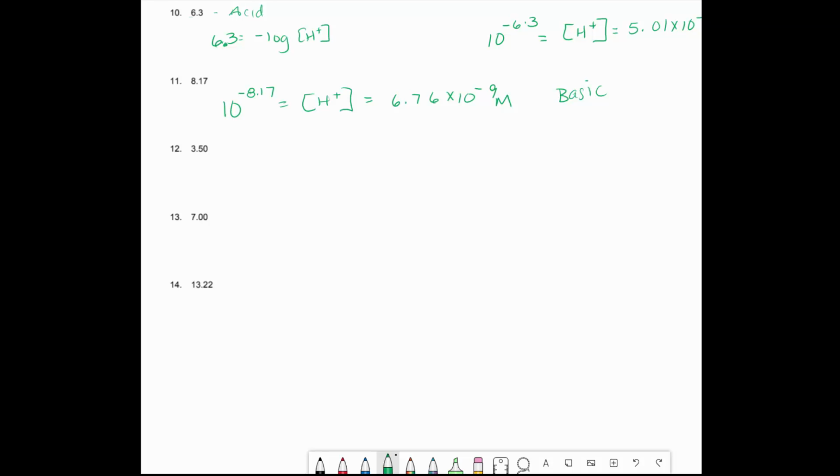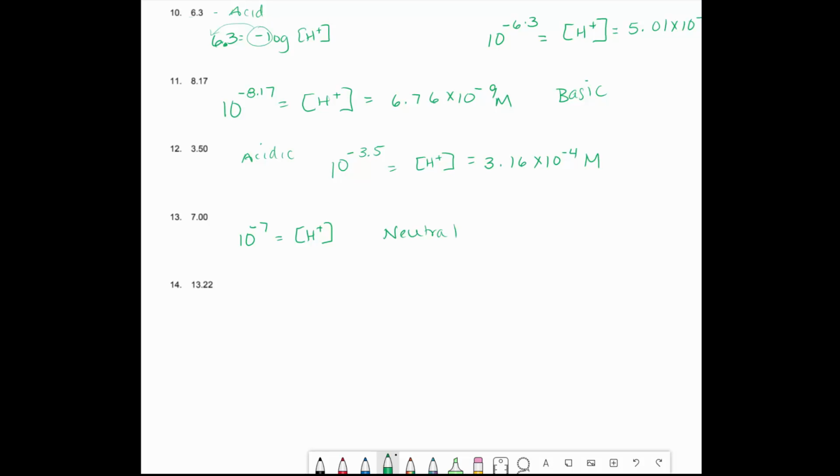Number 12, for 3.5, this is an acidic solution, and I'm going to take 10 to the negative 3.5, that's where this negative goes. You multiply both sides by negative 1, it goes over here. So 10 to the negative 3.5 is the concentration of my hydrogen ion, and that is equal to a value of 3.16 times 10 to the negative 4, capital M for molarity. 7.0, so 10 to the negative 7 is equal to the hydrogen ion concentration, and this is a neutral solution because the pH is equal to 7.